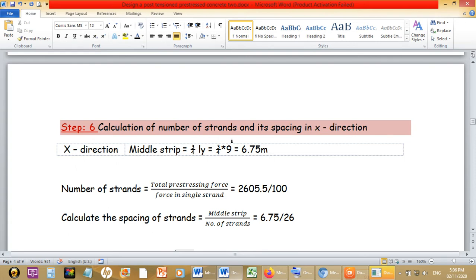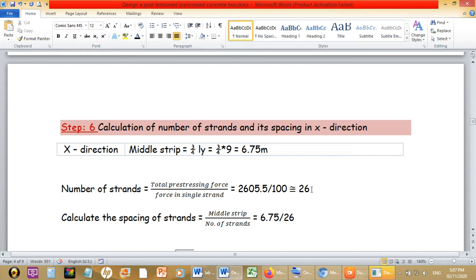How do we get that number? Number of strands is equal to the total prestressing force divided by the force taken by a single strand, meaning the capacity of a single strand. The total prestressing force in x direction is 2605.5 kilonewton, and the load taken by a single cable is 100 kilonewton. After that calculation, we get approximately 26, meaning 26 strands are required in x direction.